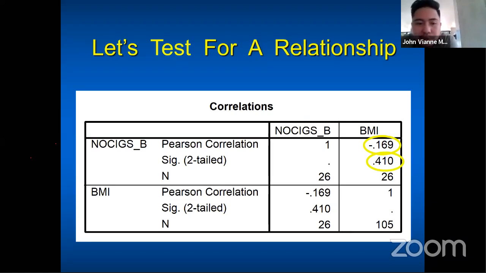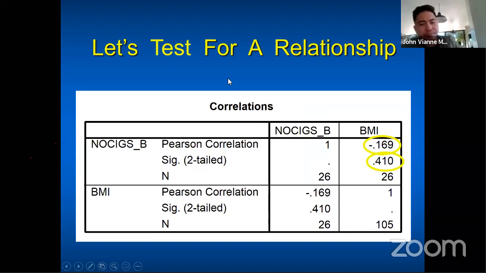Okay, so let's test for the relationship. For one, let's correlate BMI with the number of cigarettes. As you can see, there is a negative correlation based on the Pearson correlation of negative 0.169, and the p-value or the sig value is 0.410. Can you tell me if it's a significant or not significant relationship? Very good. The correct answer is there is no significant relationship. They have no relationship, because the p-value of 0.410 is greater than 0.05, which makes it non-significant. What we need to establish a significant relationship is a p-value or sig value less than 0.05.